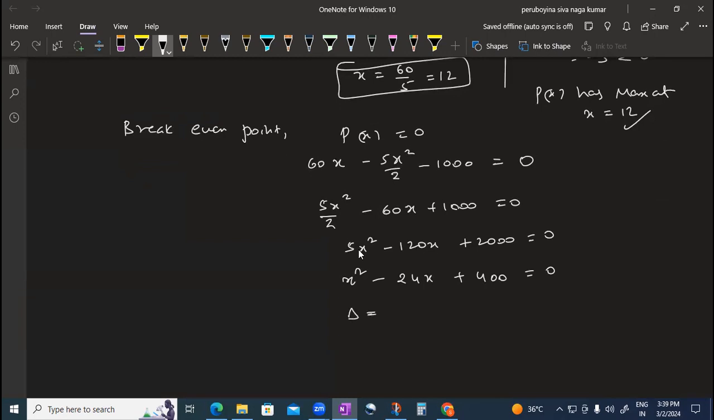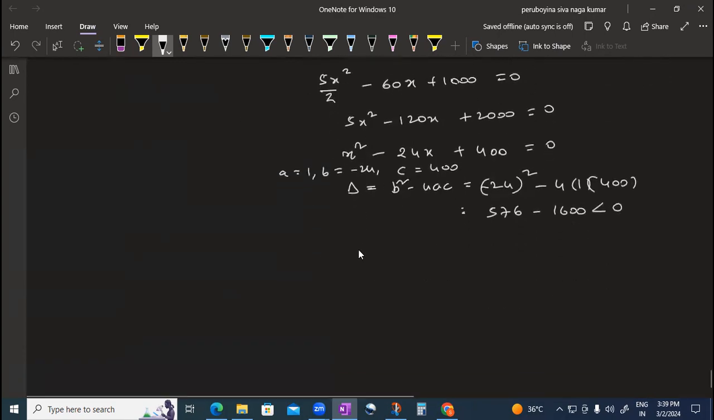So first calculate the discriminant. You know that it is b square minus 4ac. So here a is equal to 1, b is equal to minus 24, c is equal to 400. b square means minus 24 square, minus 4ac, which is 400. 24 square is 576 minus 1600. Clearly it is negative. If the discriminant is negative, there is no real root, no real x value. So therefore, no break-even point.